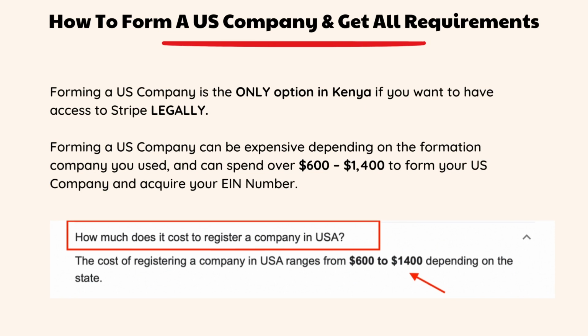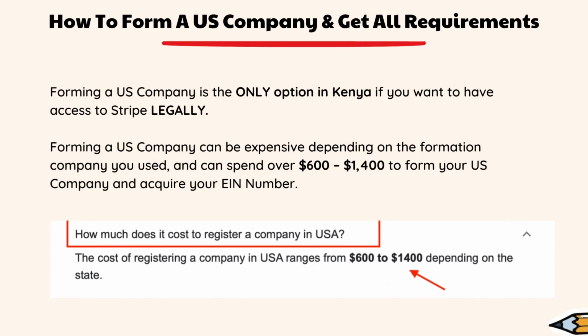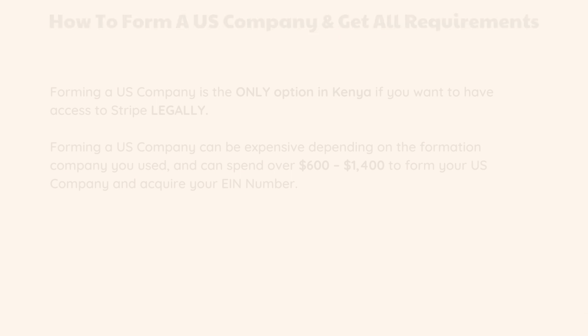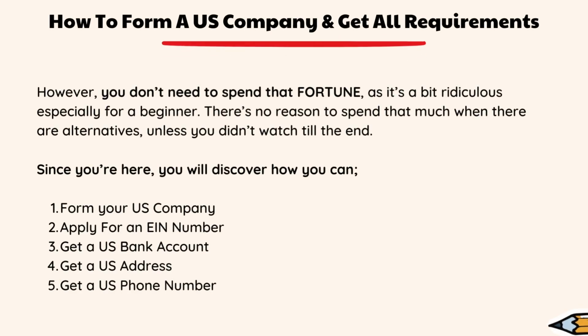Now, how do we get all of these requirements and form a US company? Forming a US company is the only option in Kenya if you want to have access to Stripe legally. Forming a US company can be expensive depending on the formation company you use, and you can spend over $600 to $1,400 to form your US company and acquire your EIN number. However, you do not need to spend that fortune, as it is a bit ridiculous, especially for a beginner.